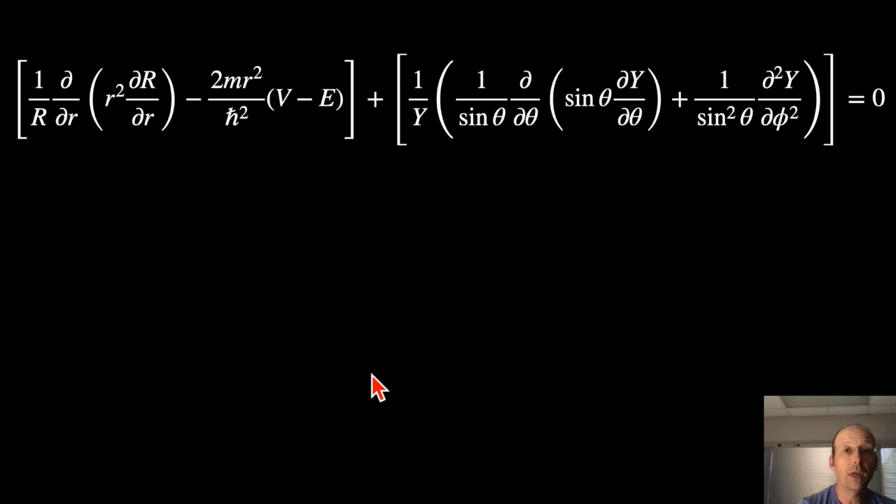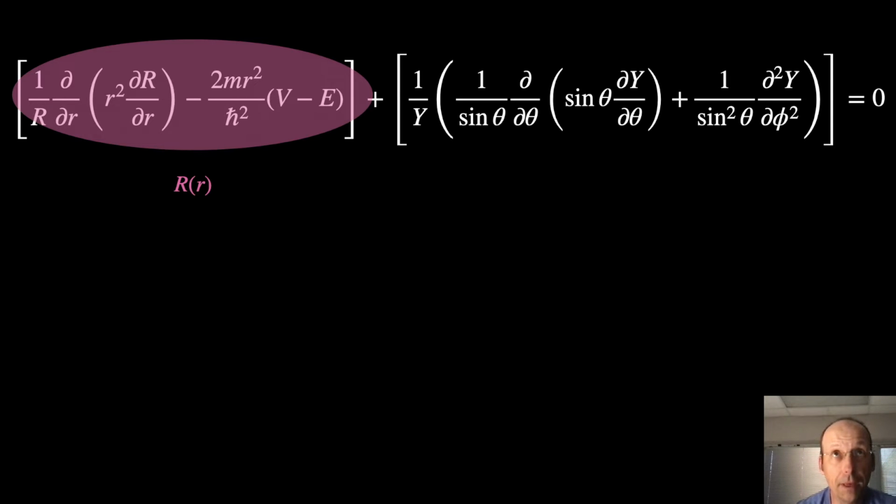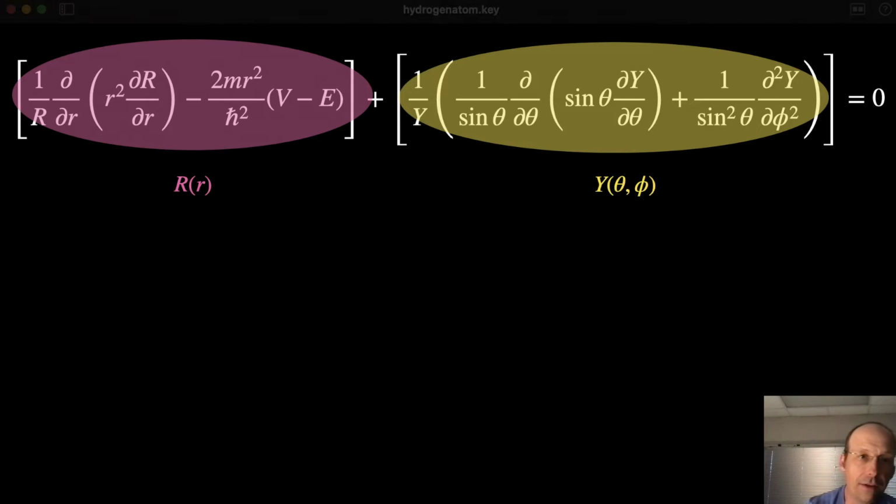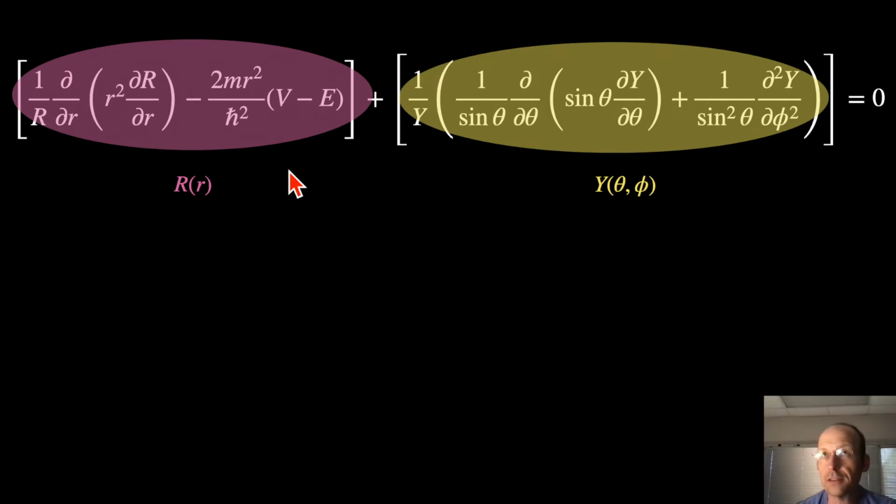Okay, so here is what we're left with. Doing a little bit of algebra, I saved you some of the hassle. I pulled that V term over to the other side, the E term to the other side, so combine those two together. And the important thing is that this stuff only depends on r. This stuff only depends on Y, theta and phi. And so again, how can that be true unless they're both equal to a constant, right?